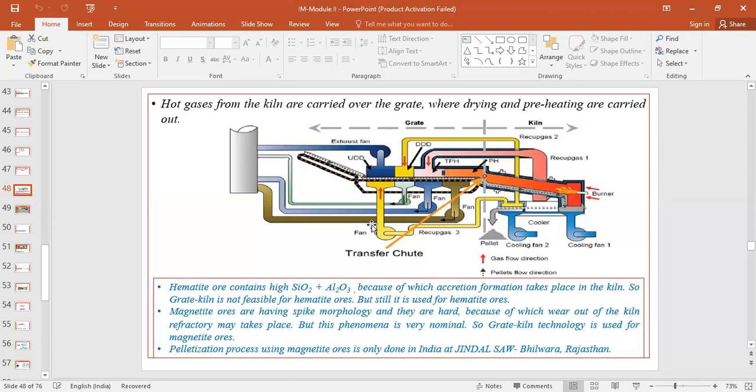In India, if you see, Jindal SAW, which is in Bhilwara district, Rajasthan, they are doing this pelletization process using magnetite ores and their facility is Grate-kiln technology.